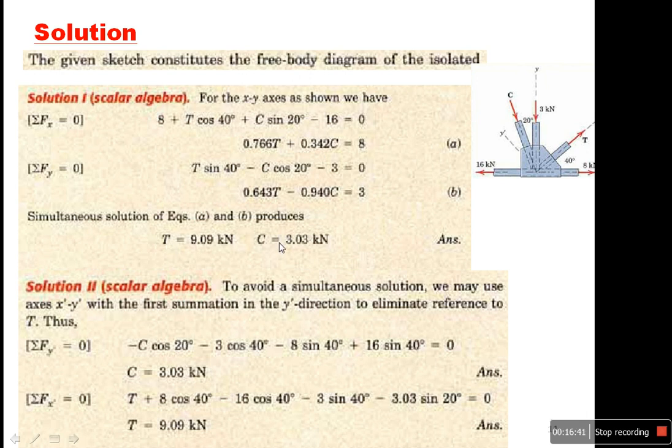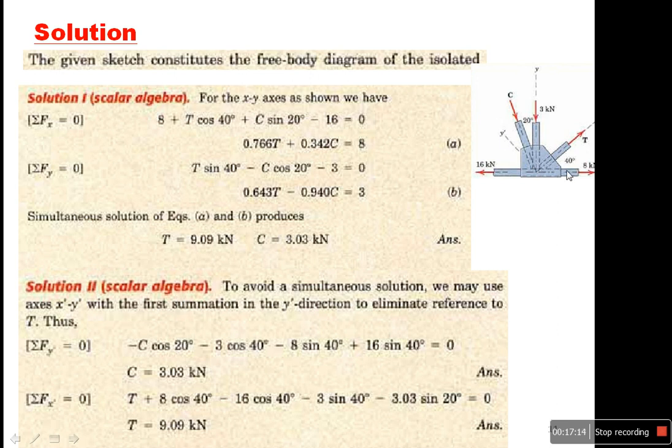Now we have another approach, but this time I need not use the simultaneous solution. To avoid simultaneous solution, I will take this x dash and this y dash. Now summation of all forces in the y dash is equal to 0.